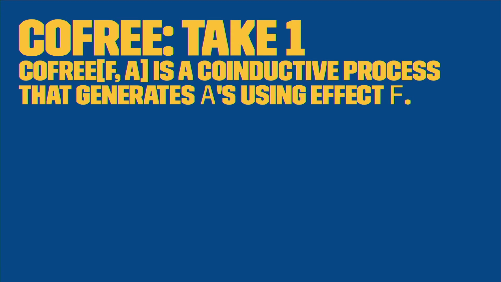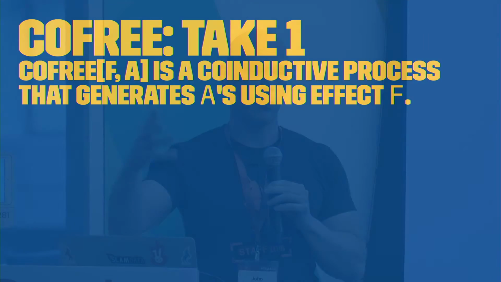So let me give you two intuitions for what this thing is. Try to keep this in your mind as I'm explaining them. First, CoFree of F of A is a co-inductive process that generates As using effect F. So the CoFree has the A, and then to get the next CoFree in there, you're going to have to execute the F, where F represents some sort of effect. It could be Task or Promise or Future, for example, but it could be lots of other things.